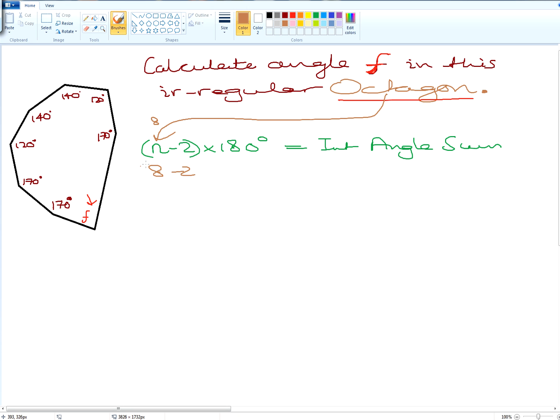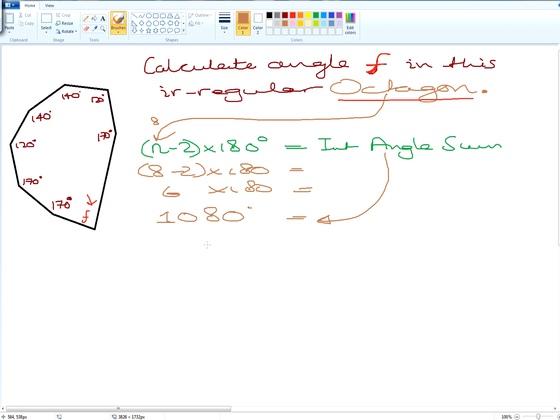8. So 8 minus 2 times by 180, that gives you 6 times by 180, which will give you 600 plus 480. 600 plus 480 will give us what? 1080. Thank you. So 1080 is what all the angles inside the shape should add up to.